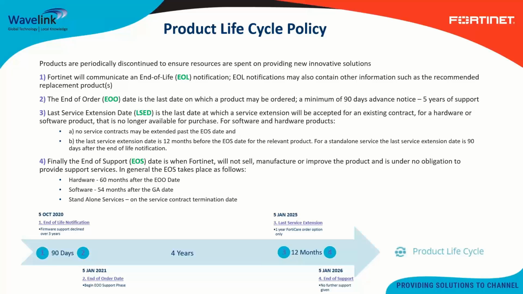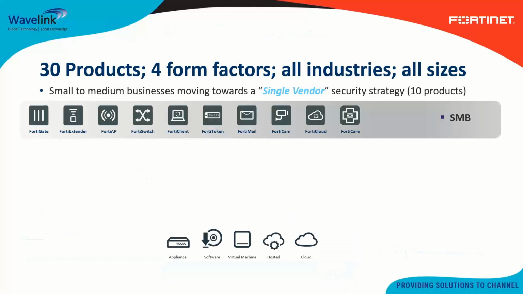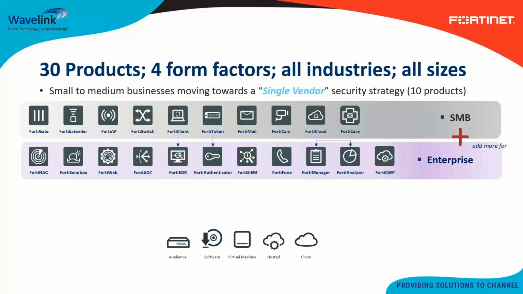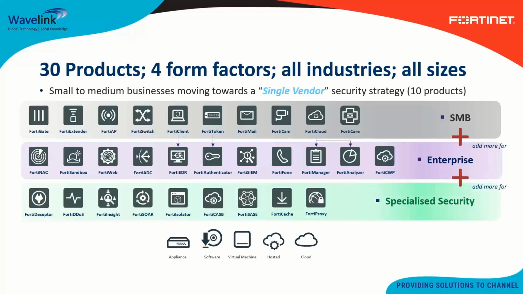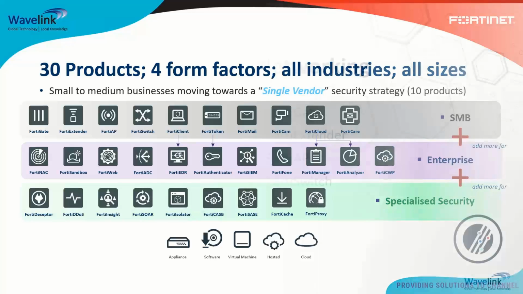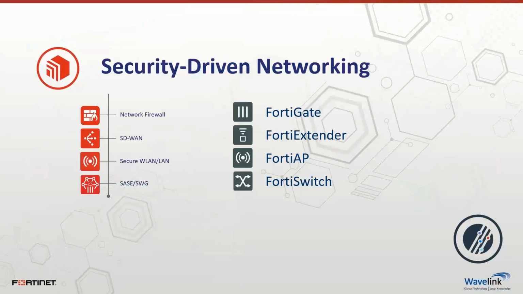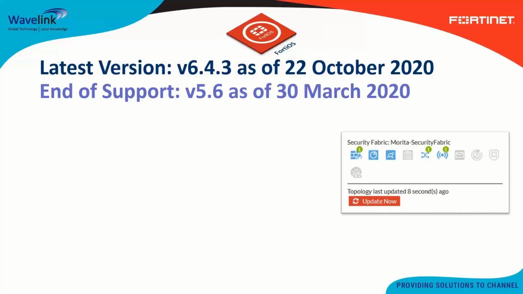So if you try to raise a FortiCare ticket against that device, then that's it. You won't get any support from it. You won't be able to renew the FortiCare. It's over. So when we said before 30 products, 4 form factors, all industry, all sizes, what we're covering off here is that SMB suite and a couple of items in enterprise, which are FortiNAC, Manager, and Analyzer. So let's begin with the security-driven networking, which is FortiGate, Extender, AP and Switch. The latest version of FortiOS is 6.4.3 as of 22nd of October 2020.